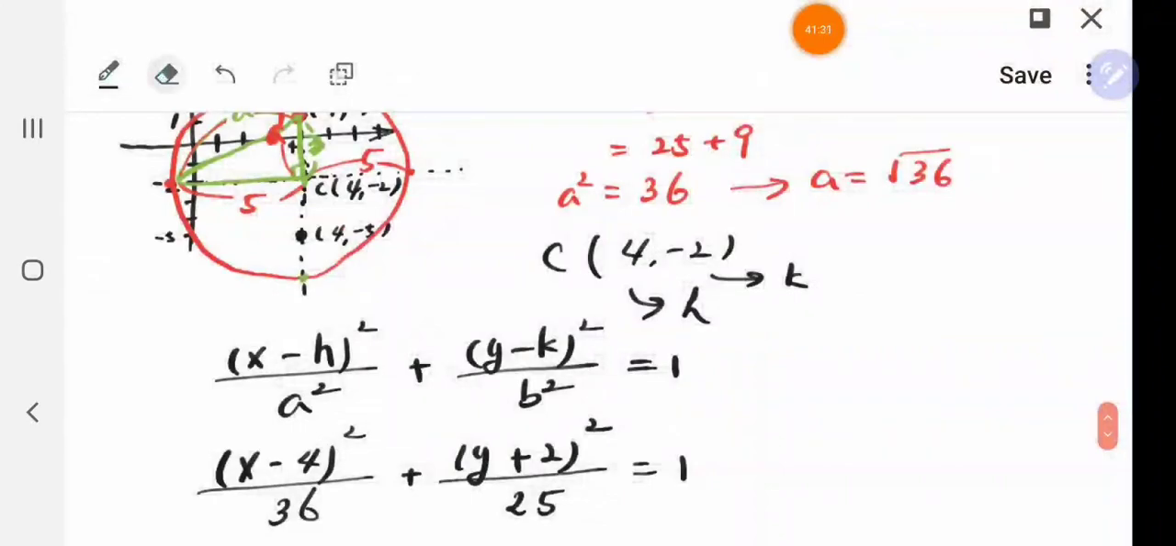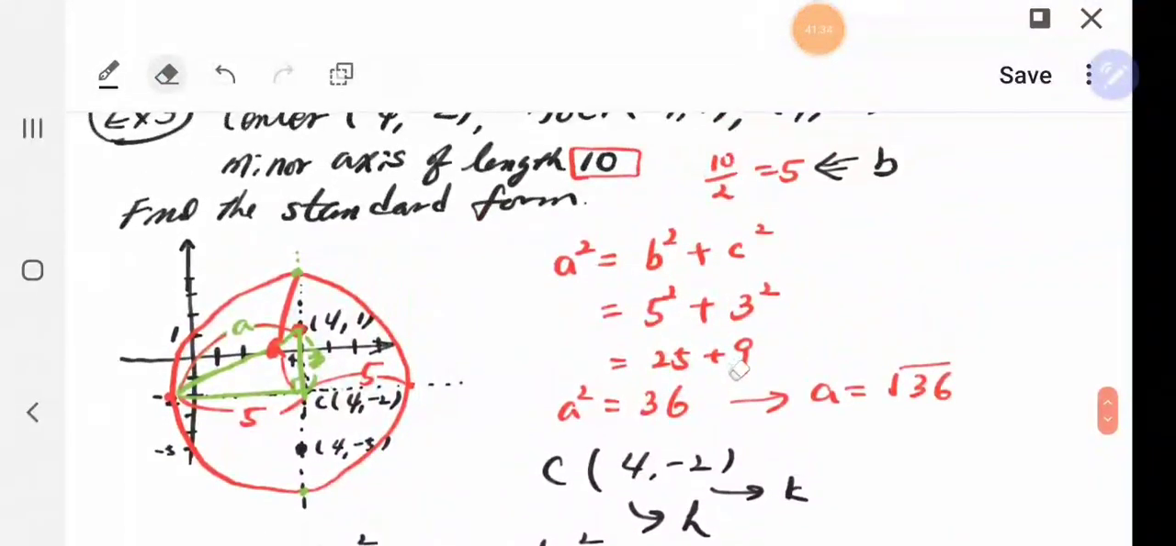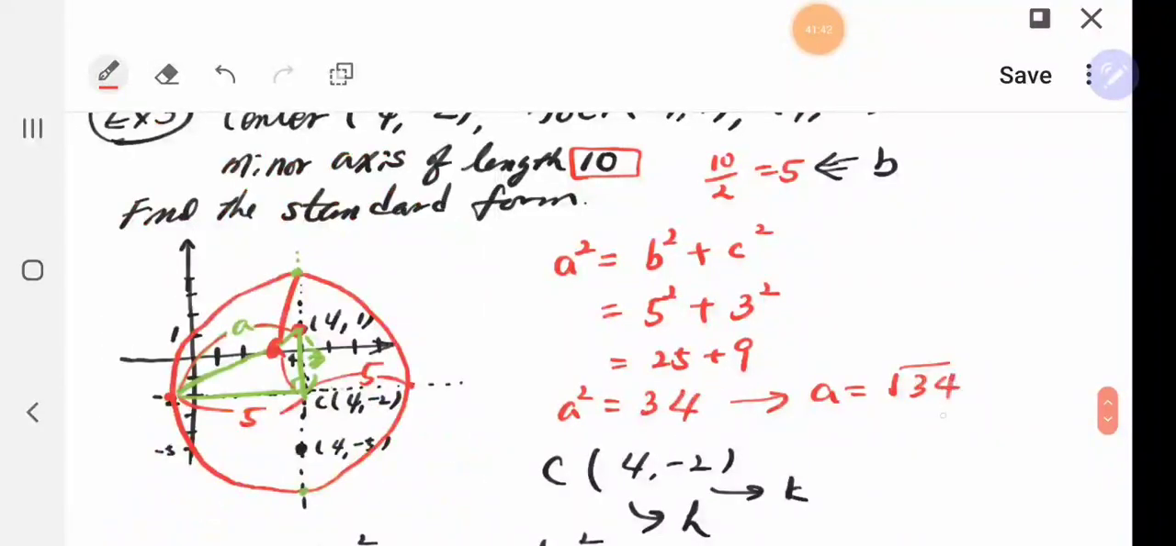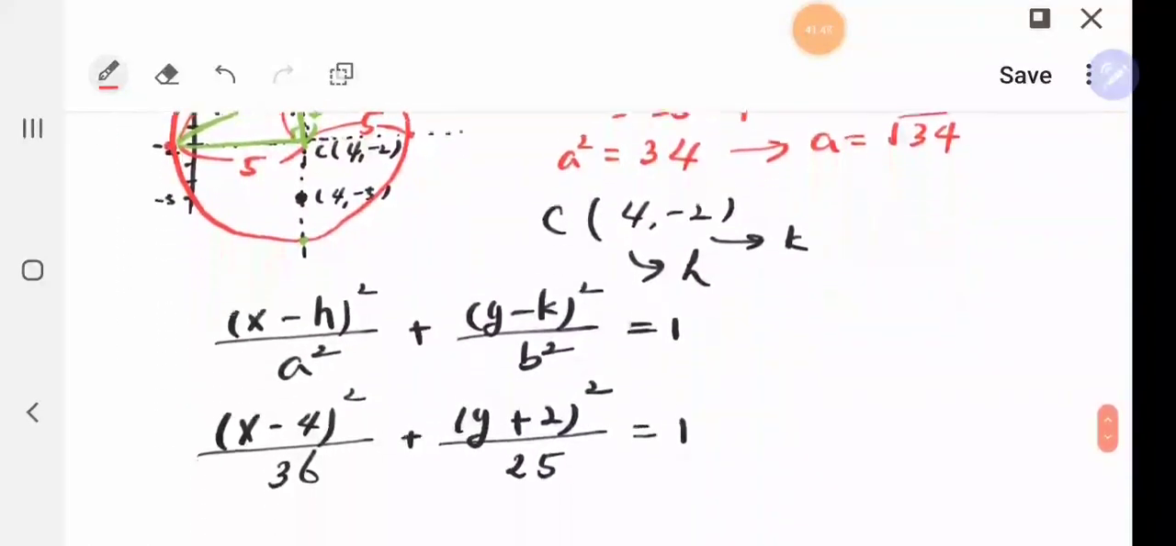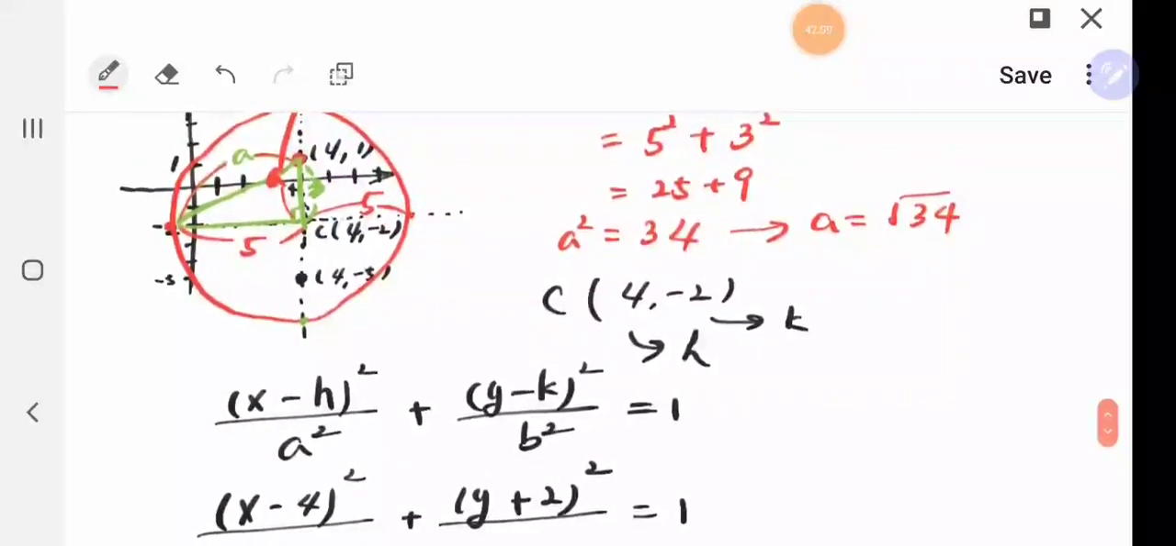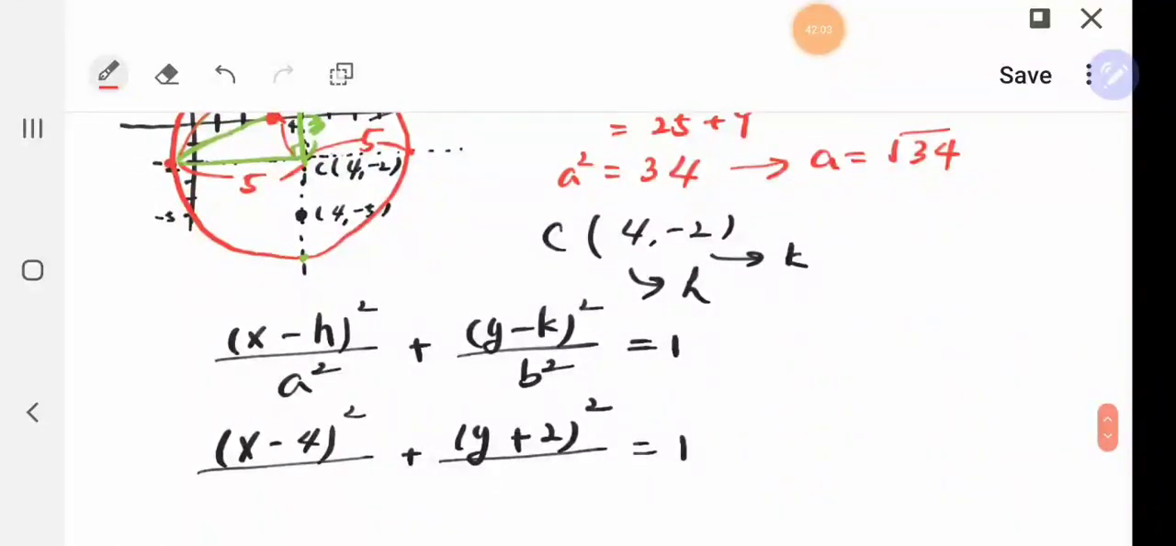Okay, I'm sorry, I made a mistake because 25 plus 9 is 34. Okay, 34, right? So it should be 34. And then the major axis is the y-axis. So we have to change these two. So the major axis is the y-axis. So the longer side is 34. You know, a is greater than b. So 34 should be below this y squared. 34.